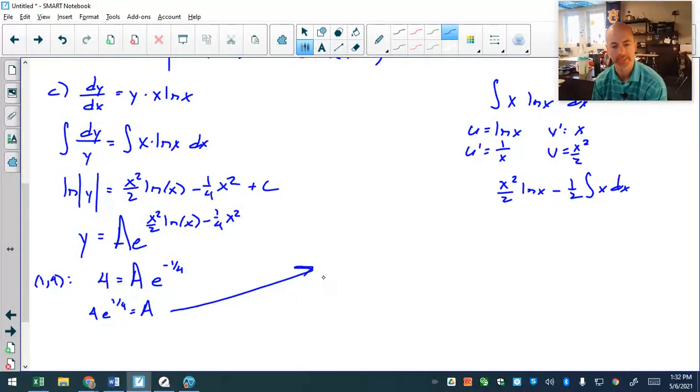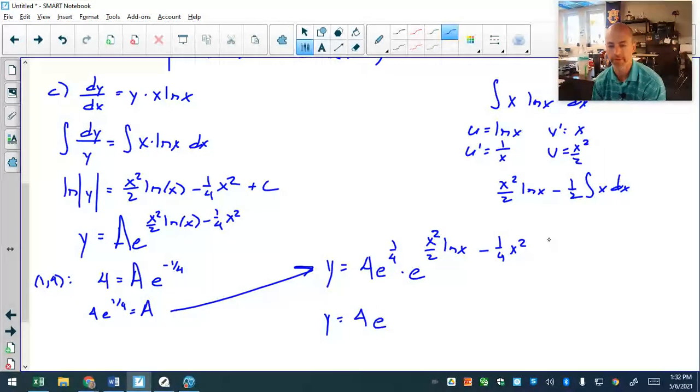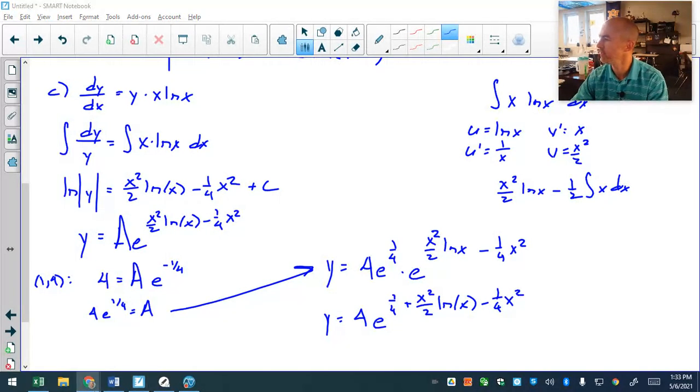So now I can write my solution. y equals 4e to the 1/4 times e to the x squared over 2 natural log x minus 1/4 x squared. I would typically stop there, but you could also write this as 4e to the, and then move that 1/4 and add these exponents up here: 1/4 plus x squared over 2 natural log x minus 1/4 x squared. And there's my answer for part C. And I believe that's it for this one. And it is. Stop recording.